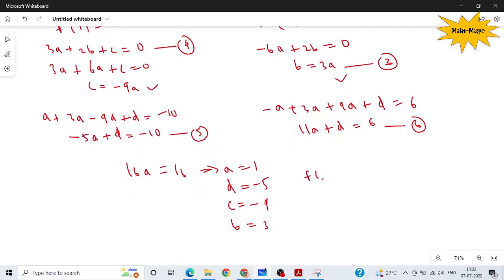So then what is our f of x? F of x is x cubed plus 3x square minus 9x minus 5. What we have to calculate is f of 3. So what is f of 3? It's going to be 3 cubed plus 3 times 3 squared minus 9 into 3 minus 5. So this value turns out to be 22. So 22 is the answer. Thank you.